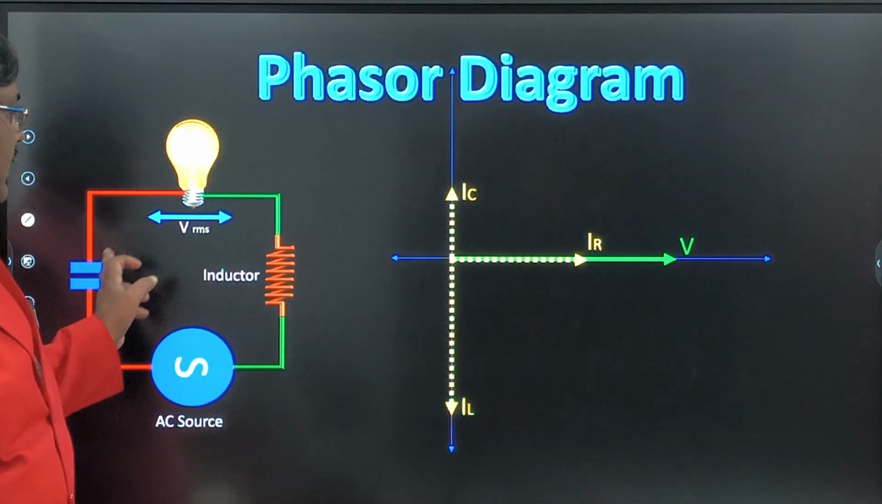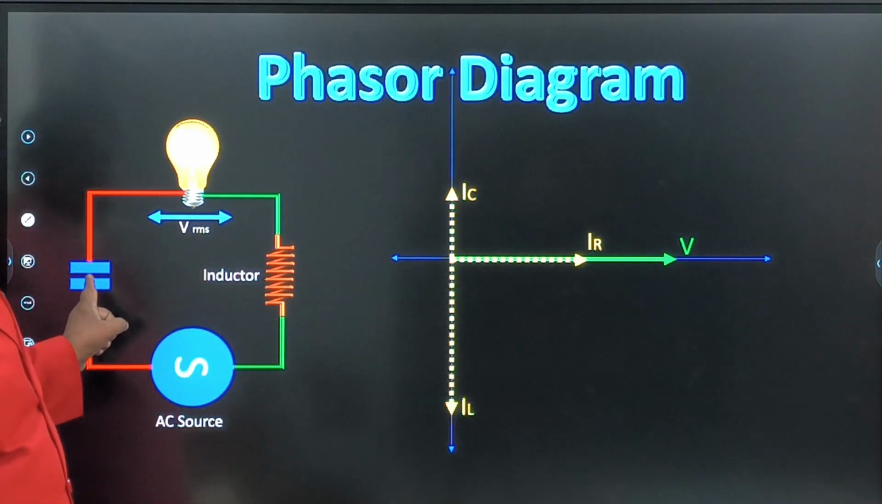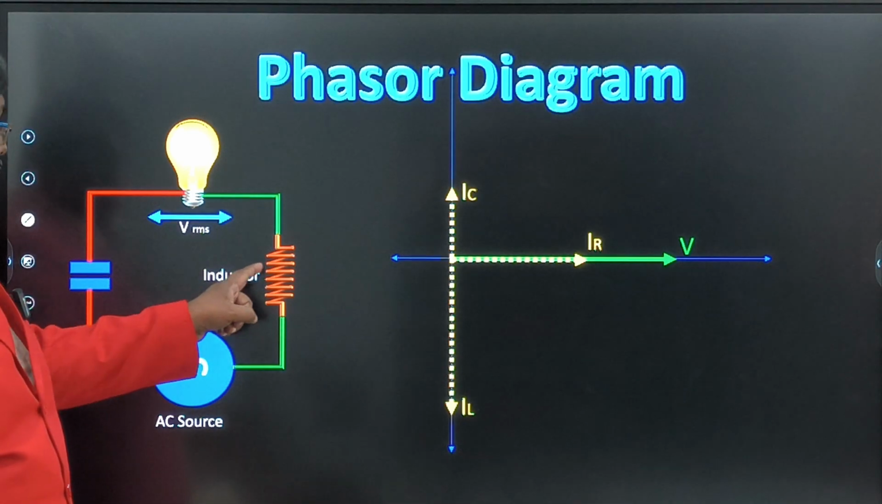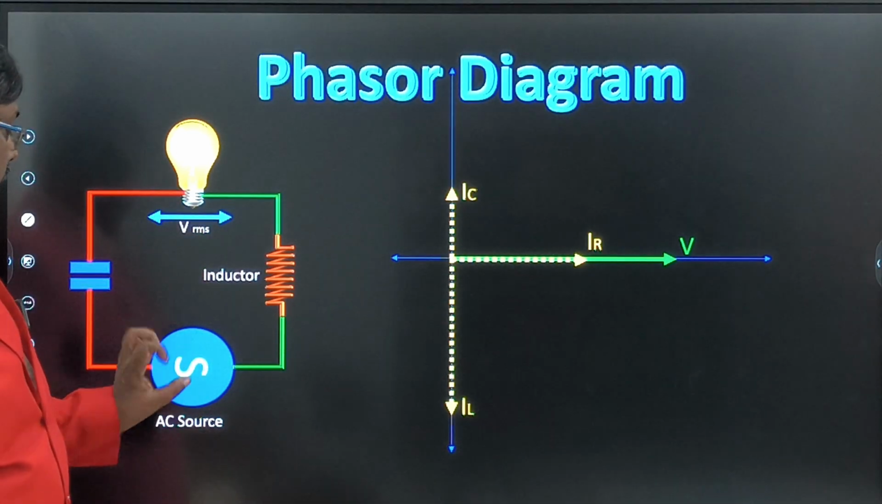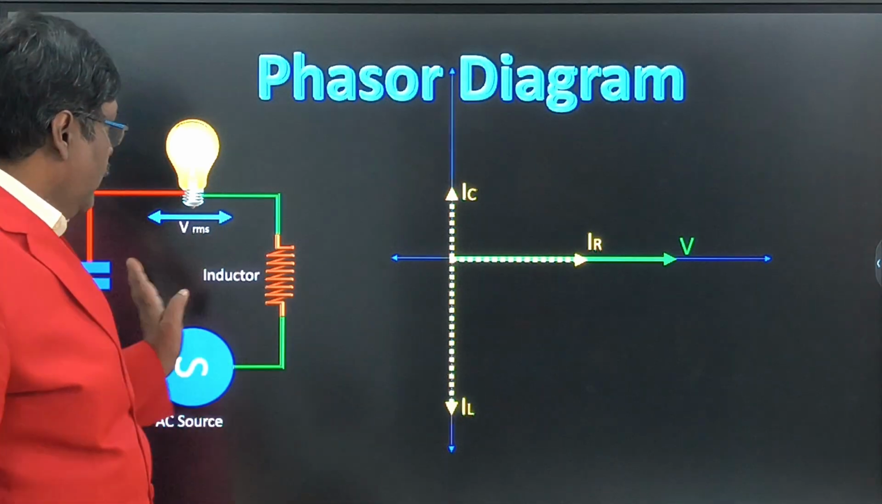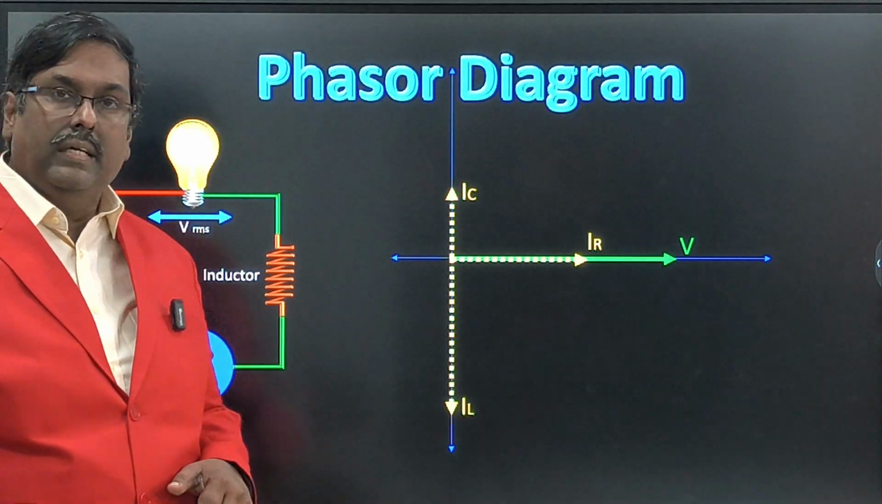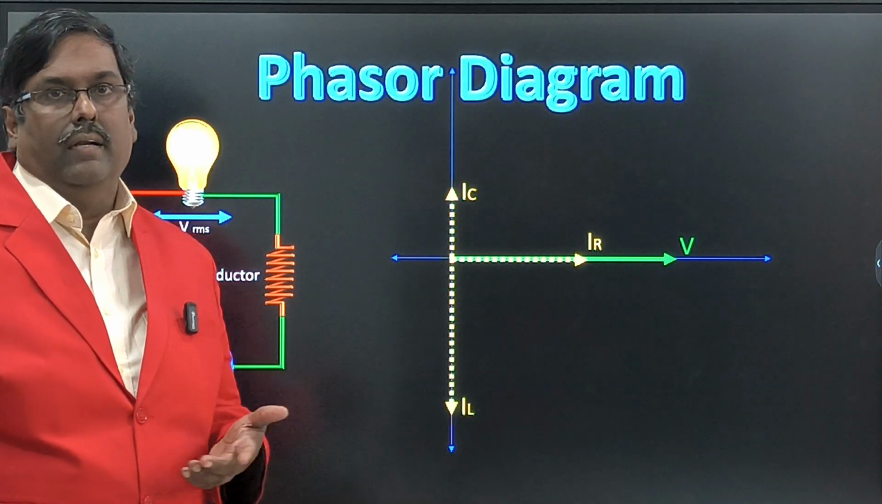This time I put three loads for understanding. I put a capacitive load, an inductive load, and a resistive load, and I gave an AC source. So three loads in series. So resistance in series, current in series, you have to add, right?